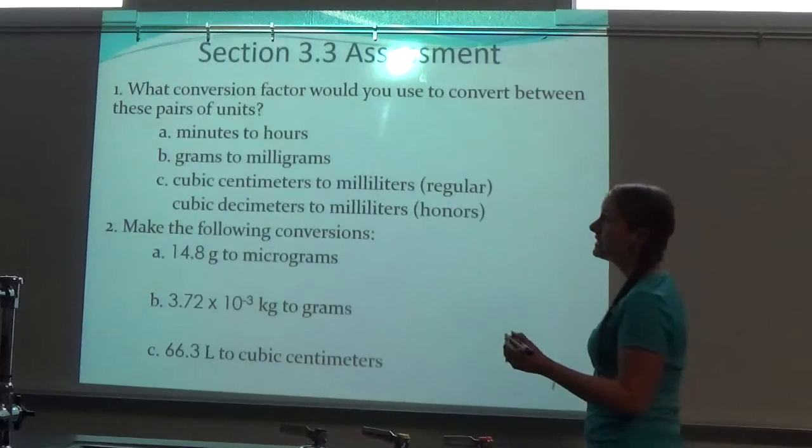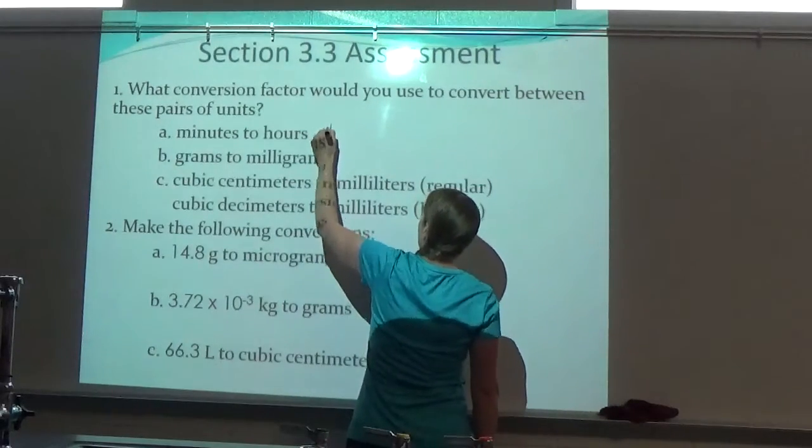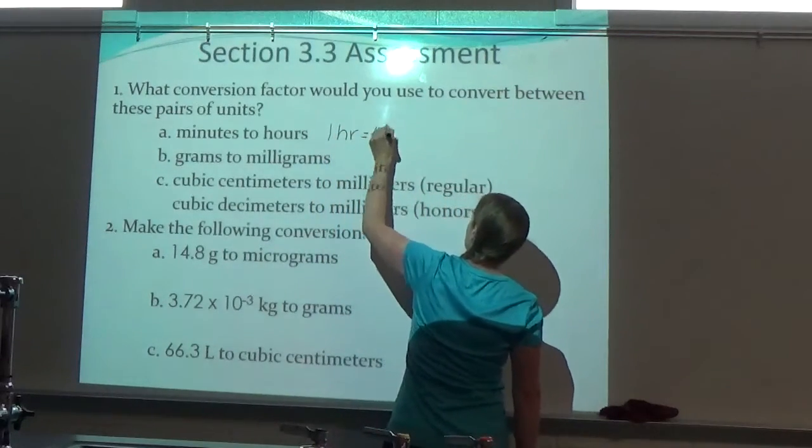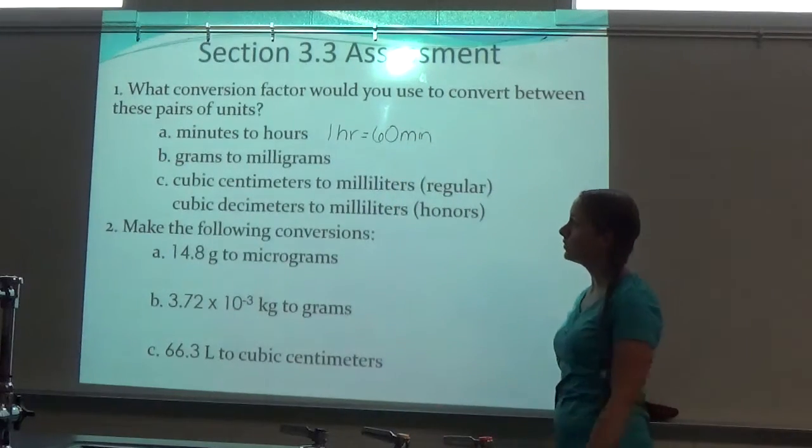Alright, so we have minutes and hours. We all should already know that one. How many minutes are in an hour? So we would say 1 hour equals 60 minutes. Or you could say 60 minutes equals 1 hour. Remember, it doesn't matter the order.